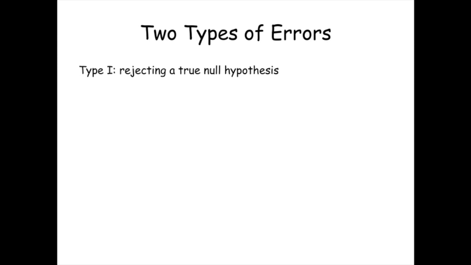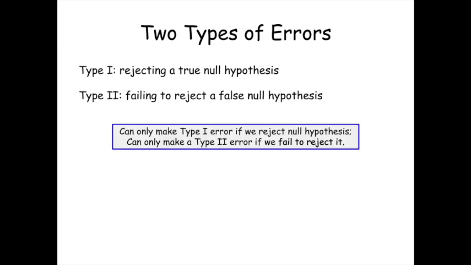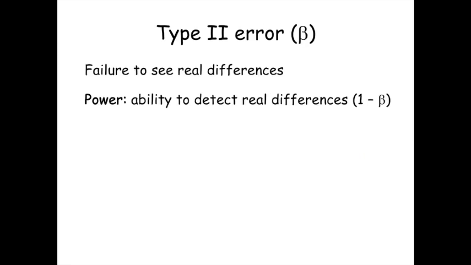Whenever we reject the null hypothesis, we risk making a type 1 error, saying there's a difference when there isn't one. Whenever we fail to reject it, we risk making a type 2 error, failing to find real differences. We can only make a type 1 error if we reject the null hypothesis, and we can only make a type 2 error if we fail to reject it. This topic concerns minimizing type 2 or beta errors.